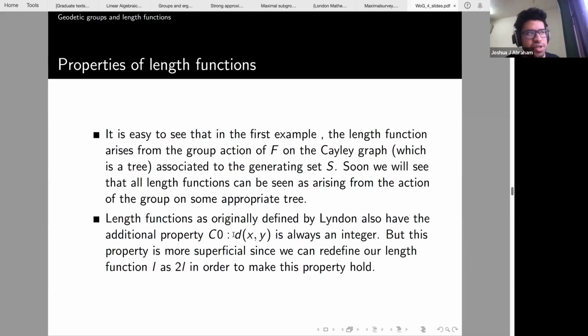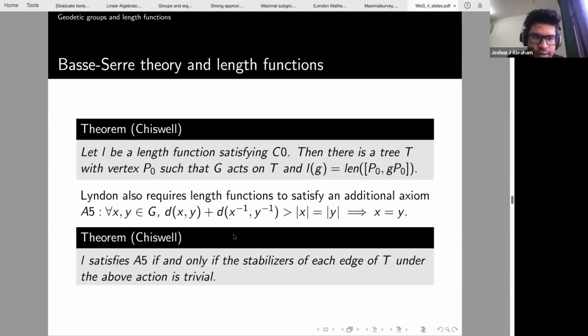But this is really a superficial property because we can just rescale the length function by 2 to make sure that d of xy is always an integer. So this is Chiswell's theorem that we're going to use. If you have a length function which satisfies C0, then it arises from a group action on a tree. So essentially what he's saying is there is a tree T and a vertex P0 such that the length of G is just the distance of P0 to GP0.